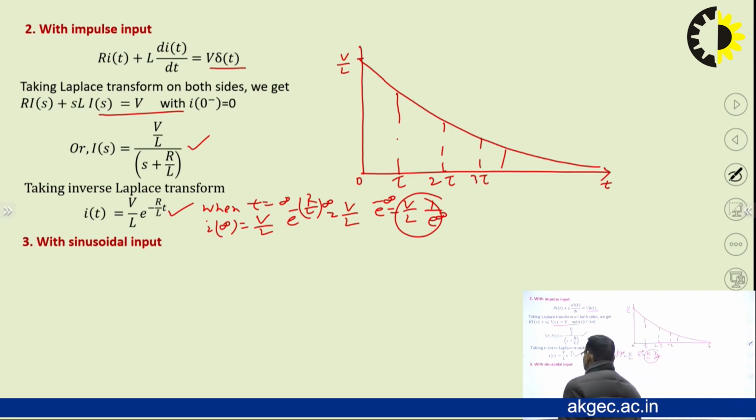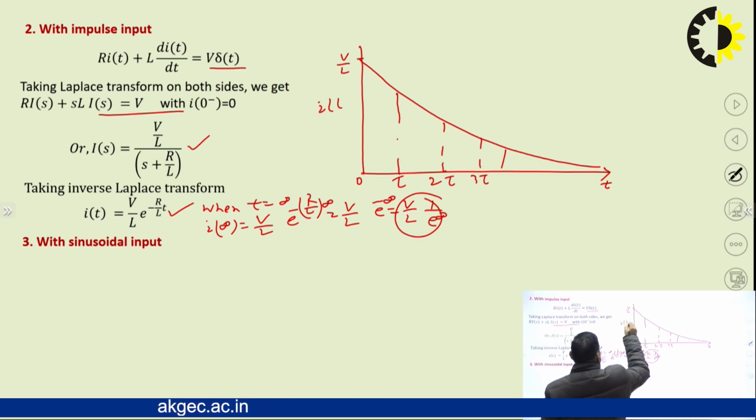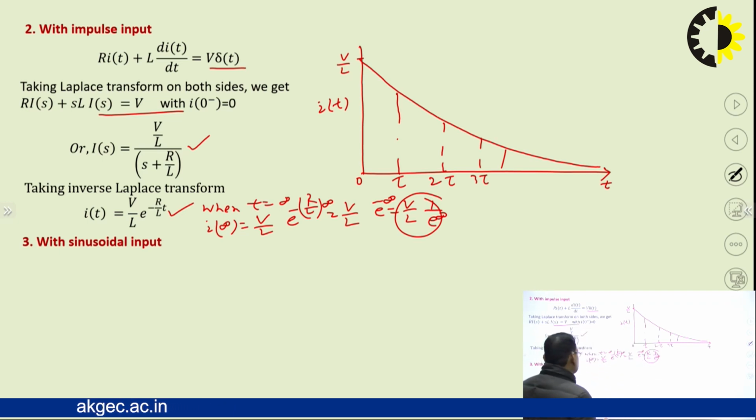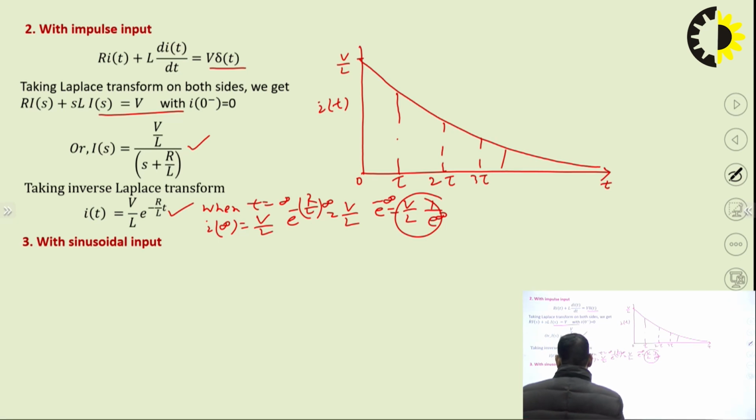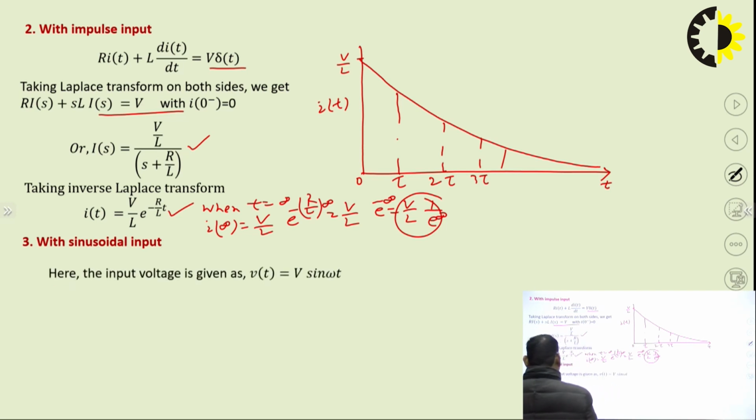So, this way we can plot the time response of the RL circuit. This is the response of the current when the input is an impulse, whereas in the previous case the input was a step, here the input is an impulse. Now, we take another input, that is the sinusoidal.